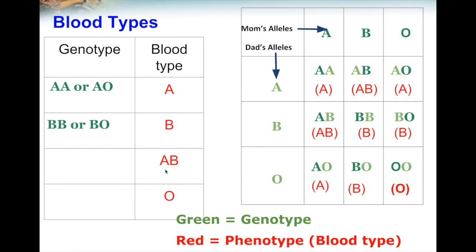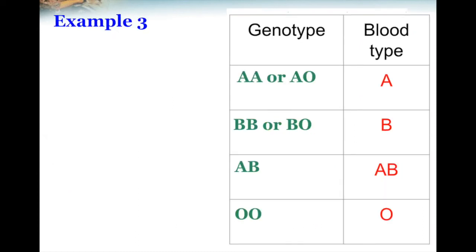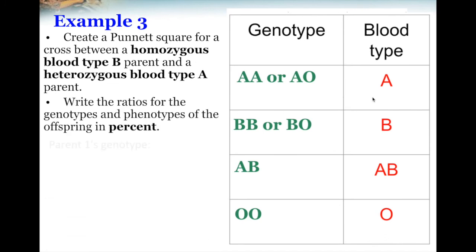How about blood type AB? Well, there's only one way to write blood type AB, and it's with an A allele and a B allele. What about blood type O? Here, there's only one way to write blood type O, and it's homozygous O. There's 2 O alleles. So when we do examples with blood types and Punnett squares, I need you to make sure you keep this table out so it can help you look at the genotypes and the blood types. So let's take a look at this example here. Here you're going to create a Punnett square where one parent is homozygous blood type B.